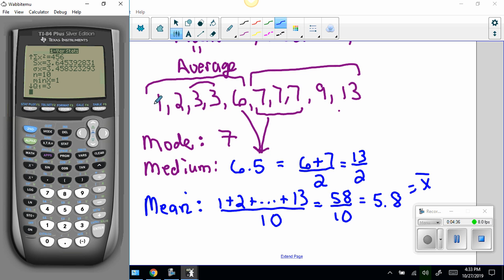The minimum value is 1. We'll be doing quartiles. The median is 6.5, the 50% mark, the 2/4 mark, quartile 3, the max at 13. So it's best to do it by hand if you can, but your calculator does do all this automatically for you. Obviously, you can see it didn't calculate the mode. You've got to do that on your own.